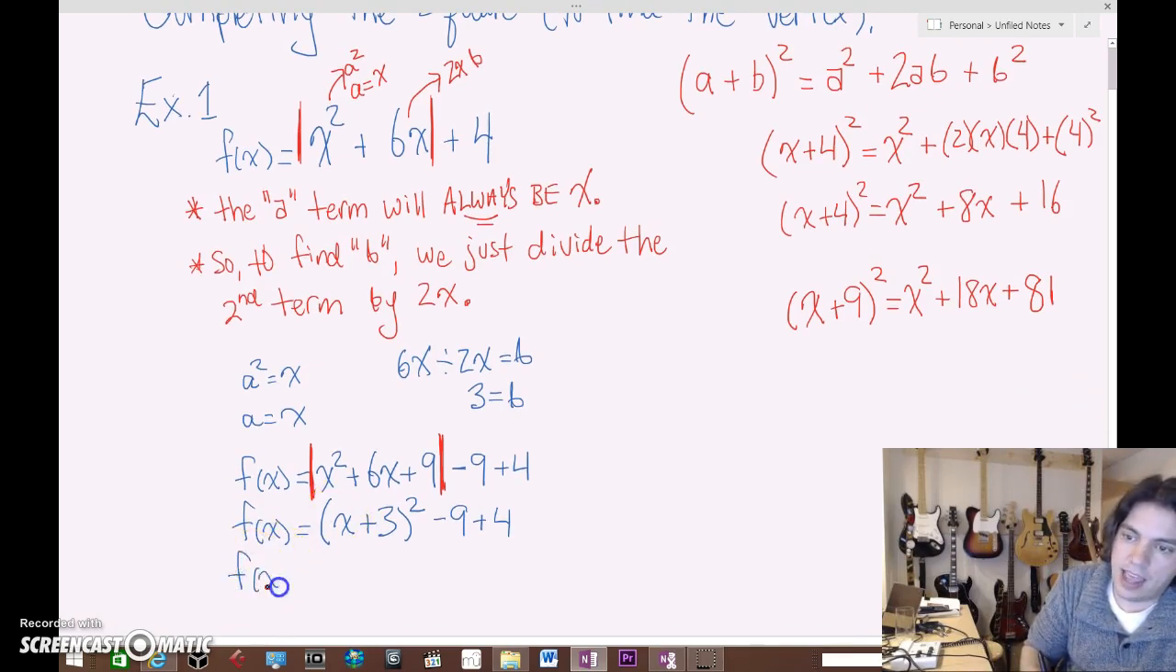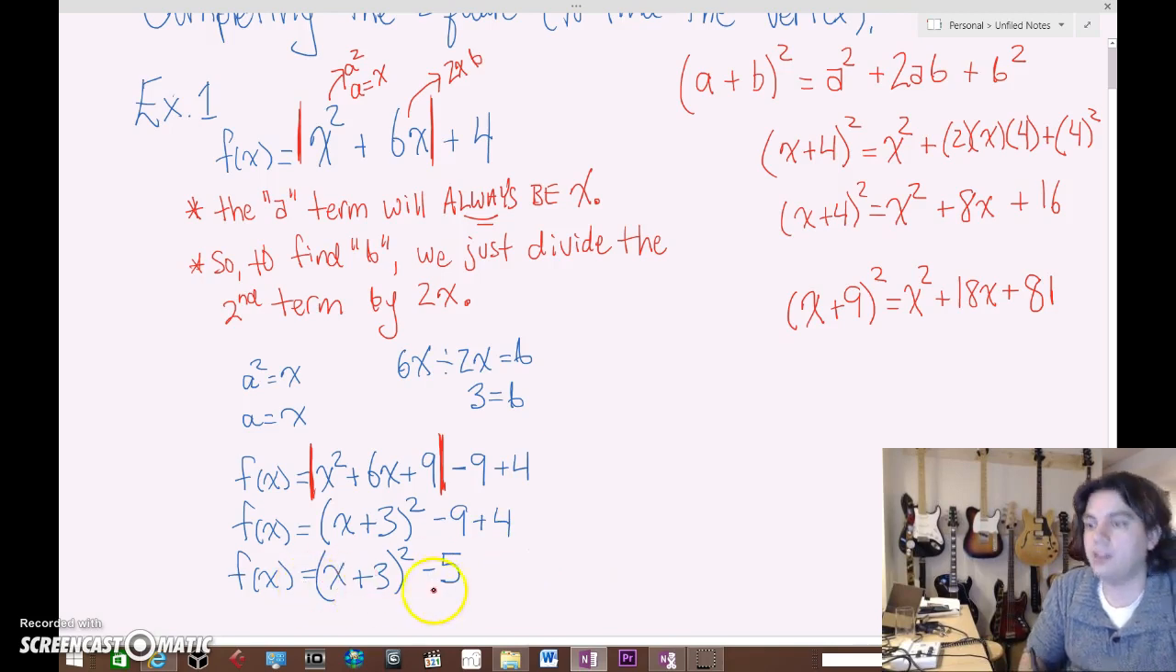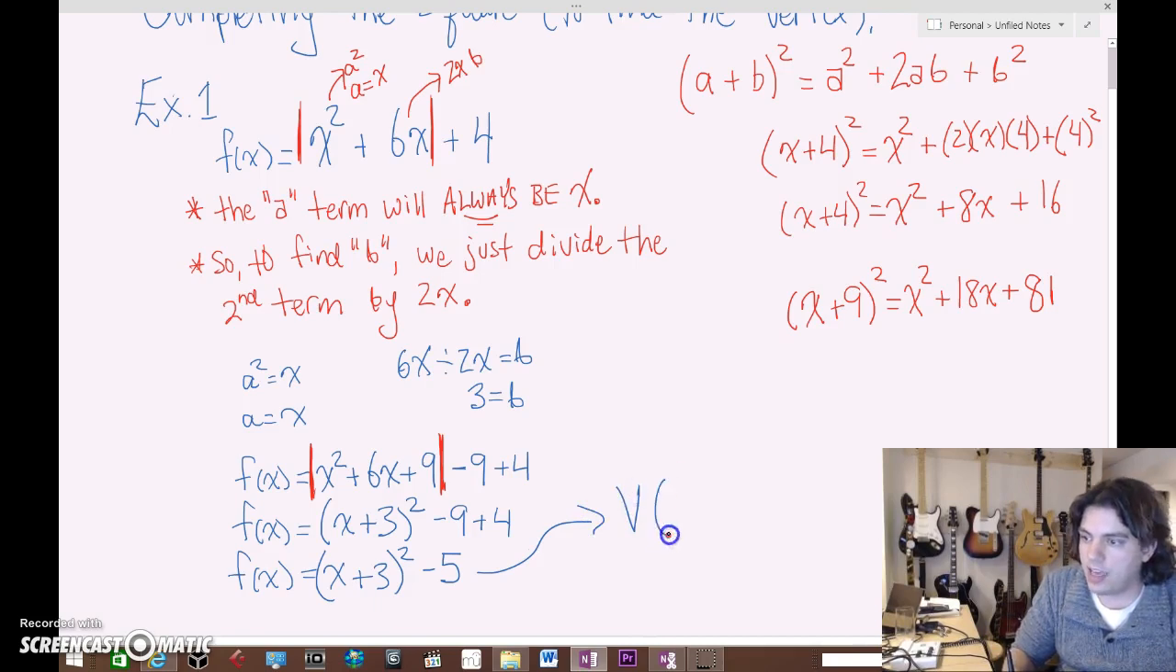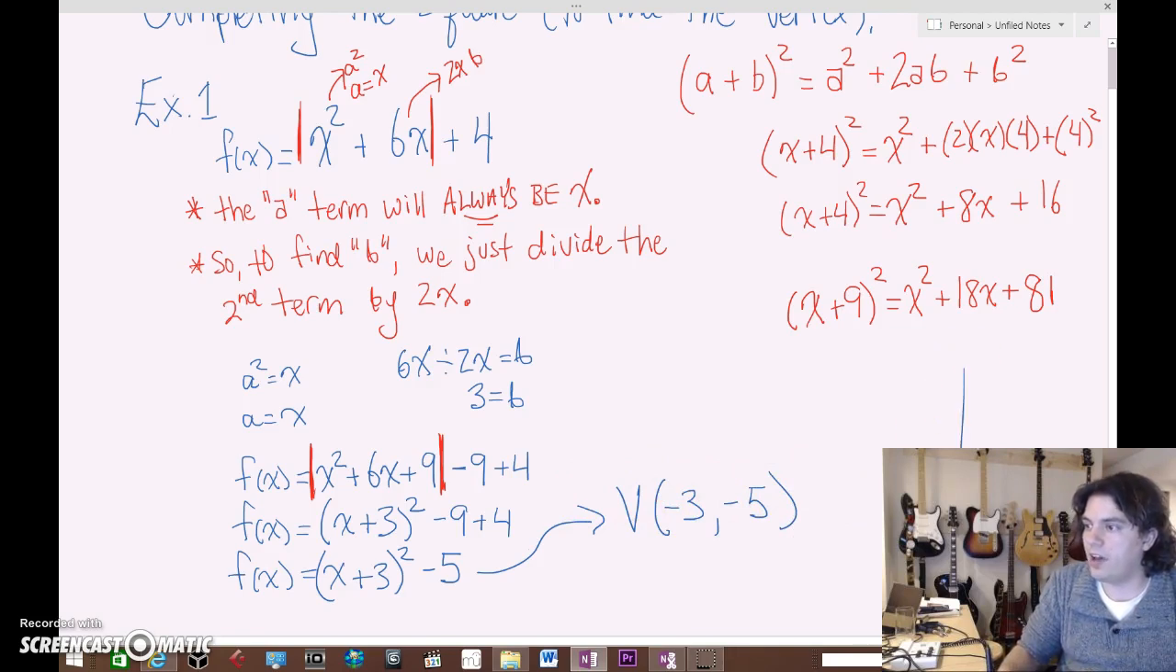And finally, we have f at x equals x plus 3 squared. And then negative 9 plus 4 totals to negative 5. And there we go. Now it is in vertex form. And then to find the vertex, we say the vertex is at the point. Well, the one in here we have to switch the sign, so negative 3. And here, it stays as it is, negative 5. The vertex is negative 3 and negative 5. And if we were going to sketch it, negative 1, 2, 3, negative 1, 2, 3, 4, 5. There's our vertex.